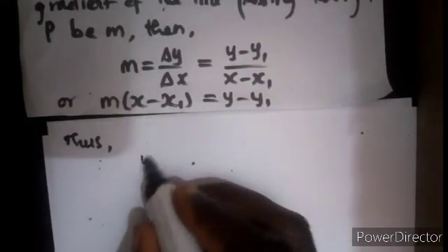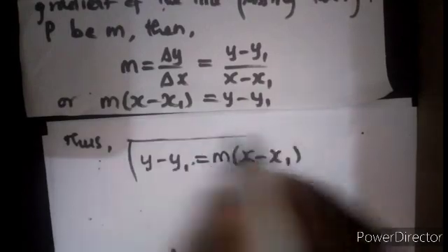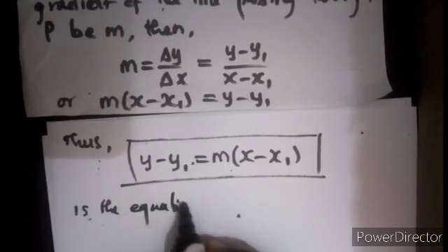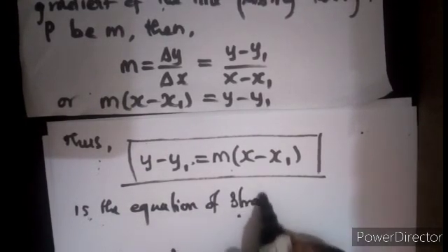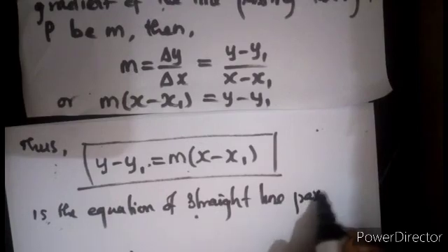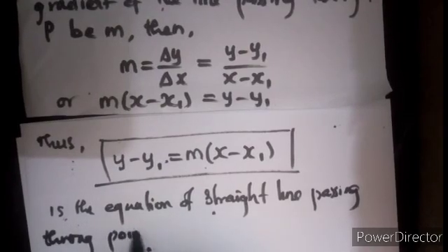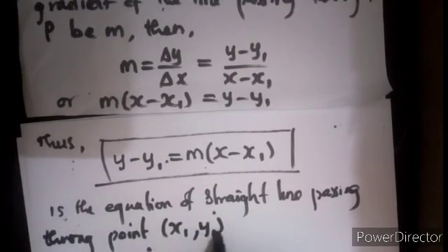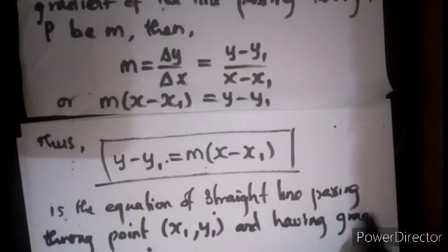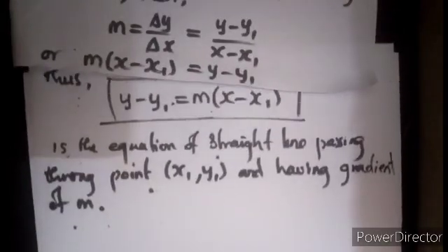Thus, y minus y1 equals m into (x minus x1) is the equation of a straight line passing through the point (x1, y1) and having gradient of m.